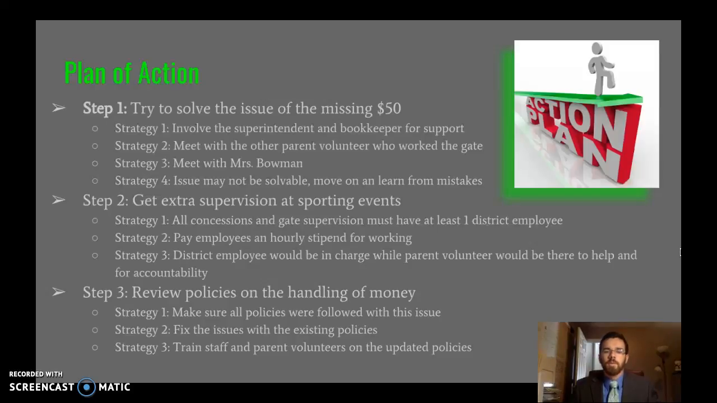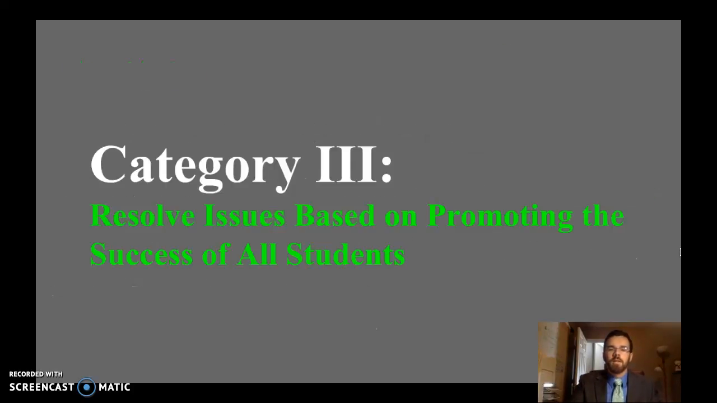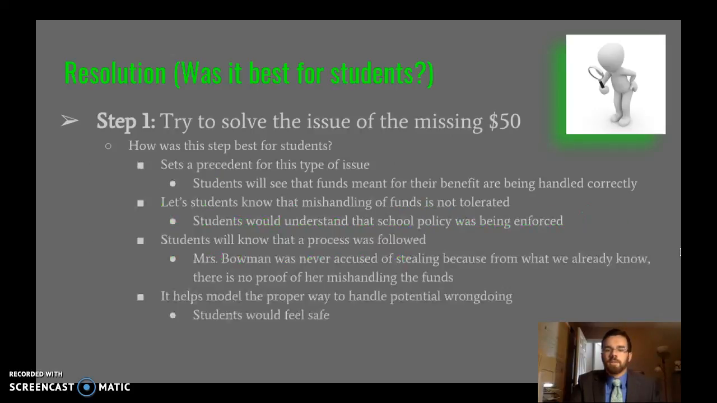Step number 3, review policies on the handling of money. Strategy 1, make sure all policies were followed with this issue. If they weren't, make sure they are. And if there are no policies, well, that's obviously a problem. Strategy number 2, fix the issues with the existing policies. So fix what we can. And strategy 3, train staff and parent volunteers on the updated policies. If we need to change them or things like that, we need to train everybody that might be working, train them on those policies.